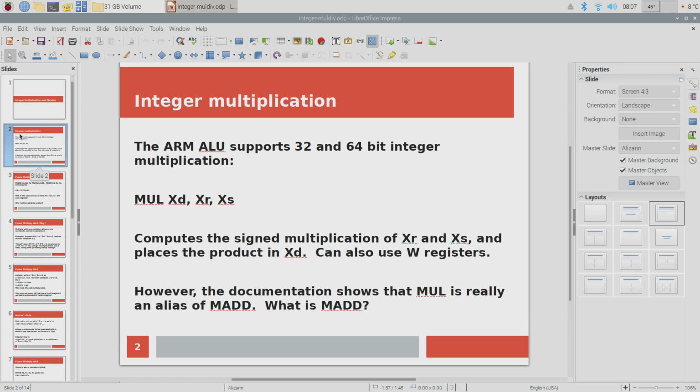Now, if we look at the documentation for this operation, what it says is that mul is really an alias of mad. Okay, so what is mad?